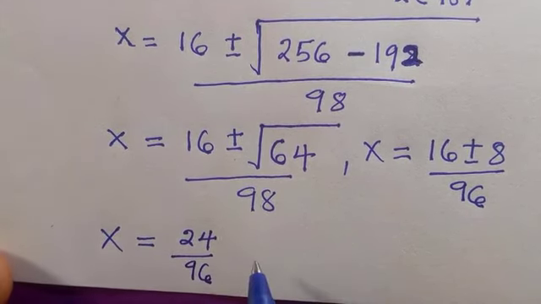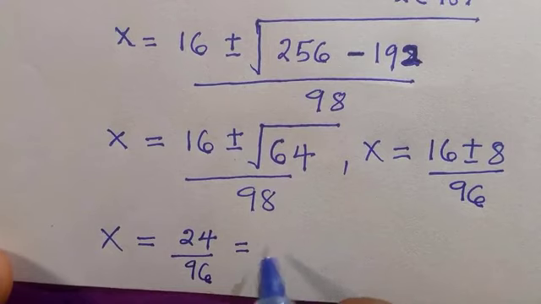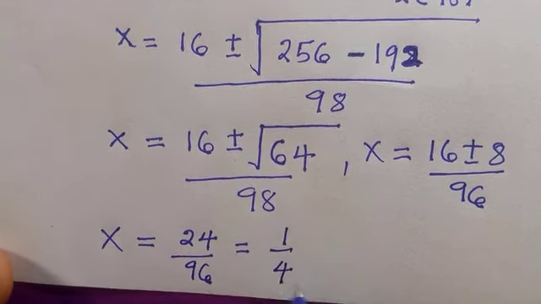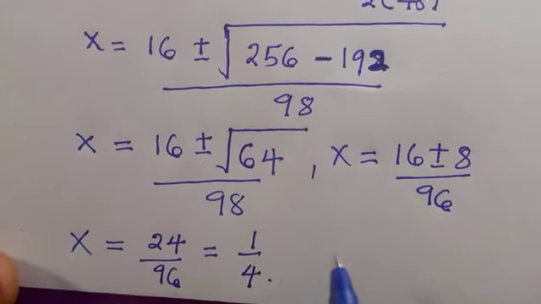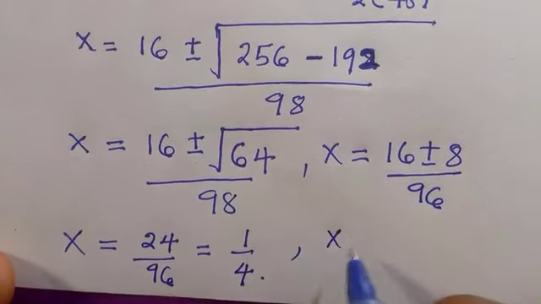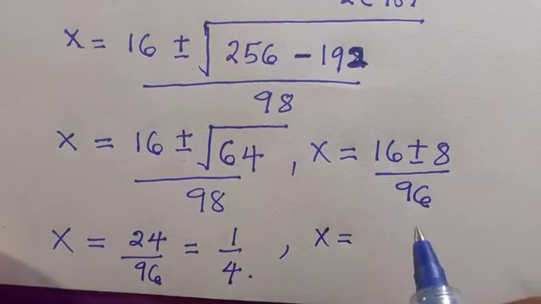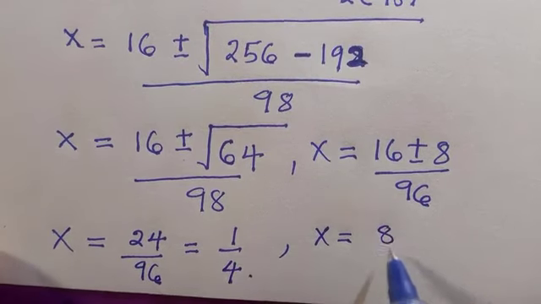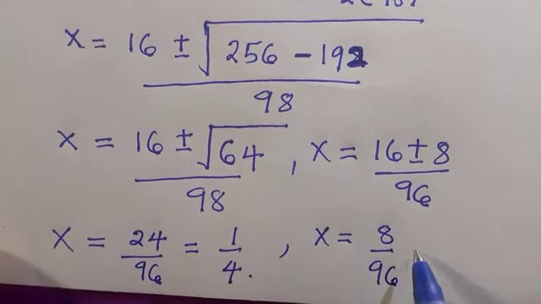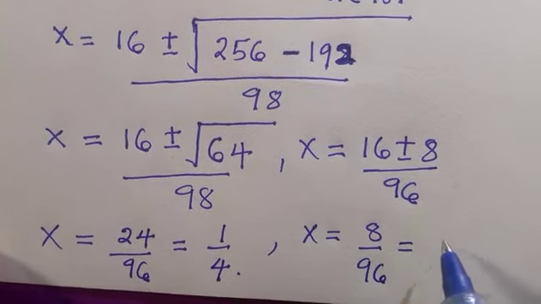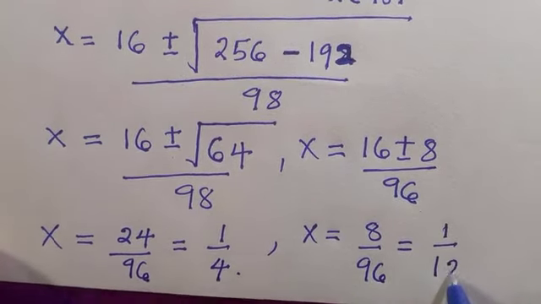96. Then this breaks down to 24 in 96, that is 4. So we have 1 over 4 for this. And for the second one, by taking the negative side, we have x equals 16 minus 8, that is going to be 8 divided by 96. And this also breaks down into 1 divided by 12.